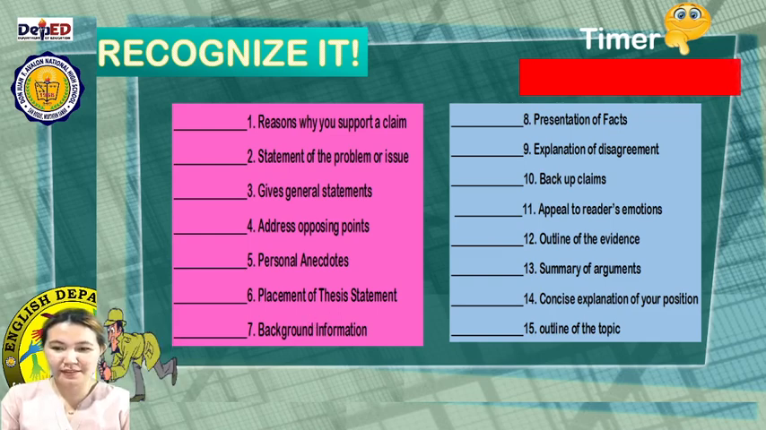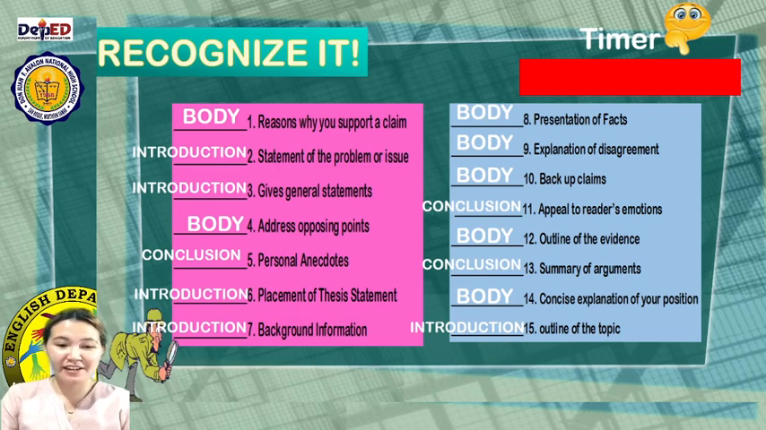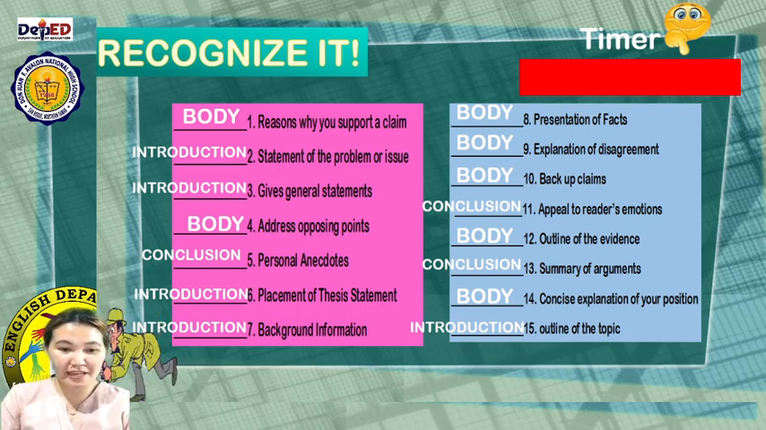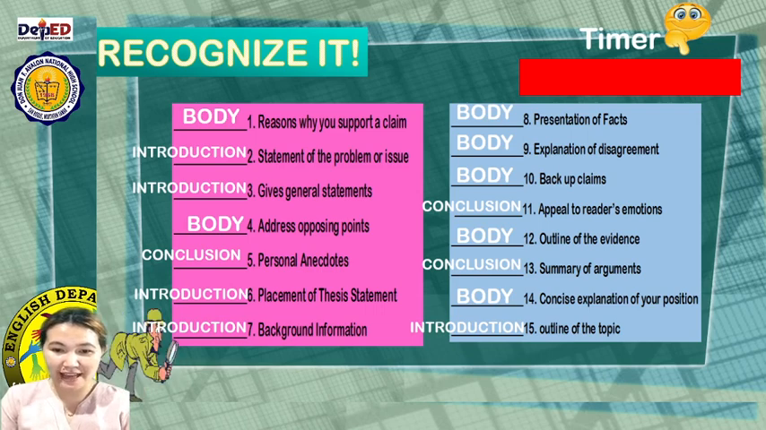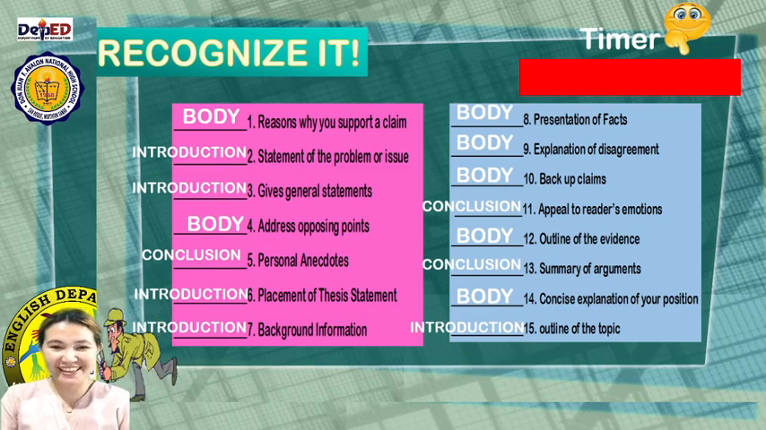Okay, so the time is already up. Okay, so let's check if your answers are correct. Are you excited? Okay, let's see. Okay, so you have there number 2, 3, 6, 7, and 15 are in the introduction statement. For the body, we have 1, 4, 8, 9, 10, number 12, and number 14. So those statements belong to the body paragraph. And for the conclusion, we have number 5, number 11, and number 13. So, you got the correct answer? Okay, very good.